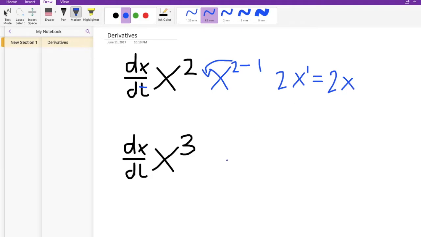And now moving on to the next example, we have dx over dt of x cubed. Just fix the t, please. Yeah, I was getting to that.